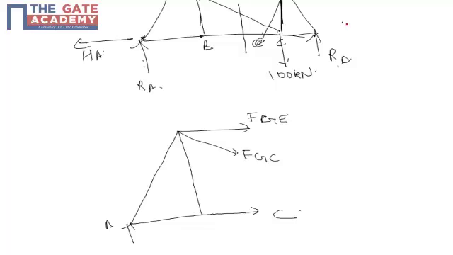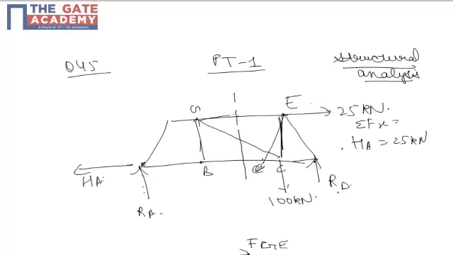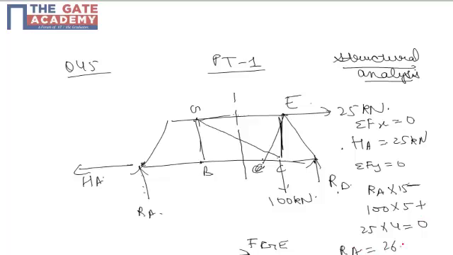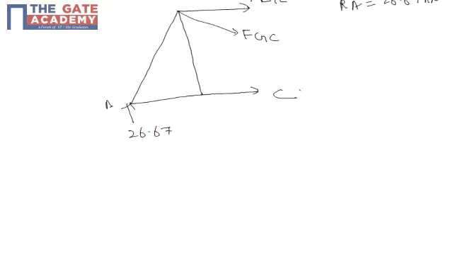So we have, first of all, HA will be 25 kilonewton, since summation Fx has to be 0. From summation Fy equal to 0, RA into 15, taking moments about D, in fact RA into 15 minus 100 into 5 plus 25 into 4 equal to 0 implies RA as 26.67 kilonewton. So this is known as 26.67 kilonewton.